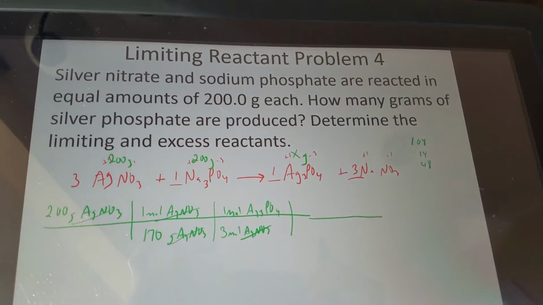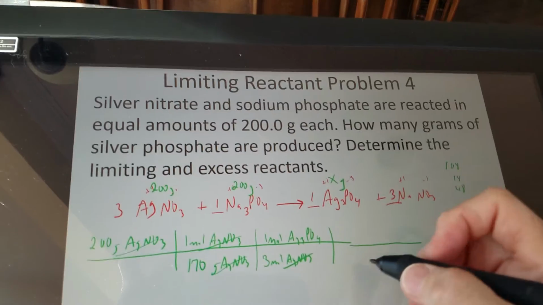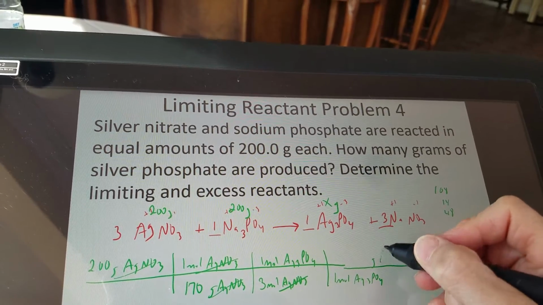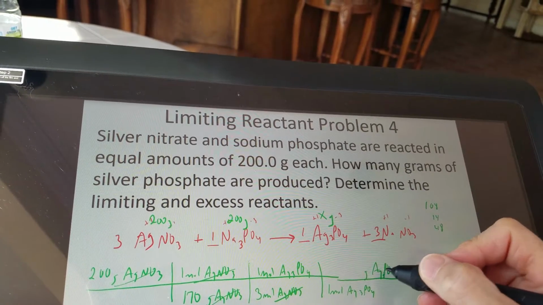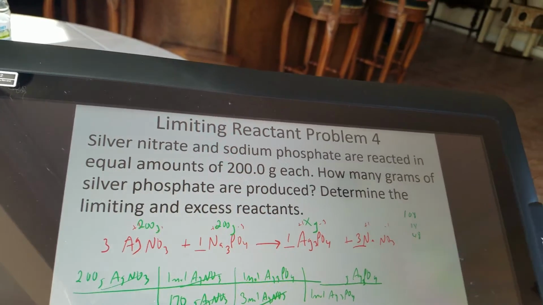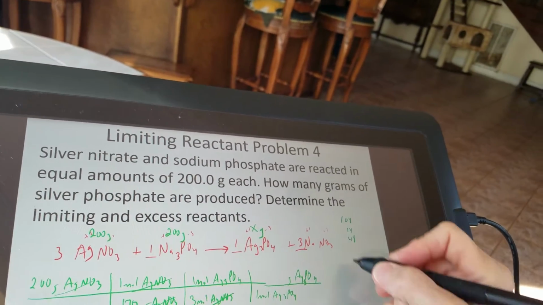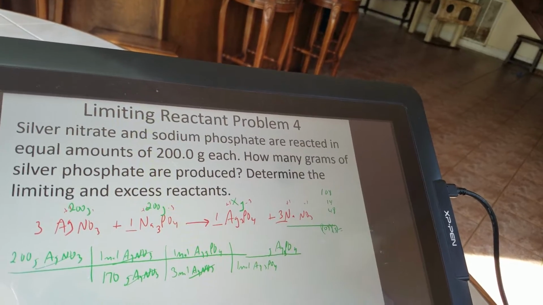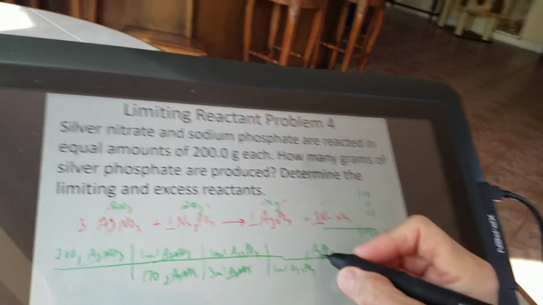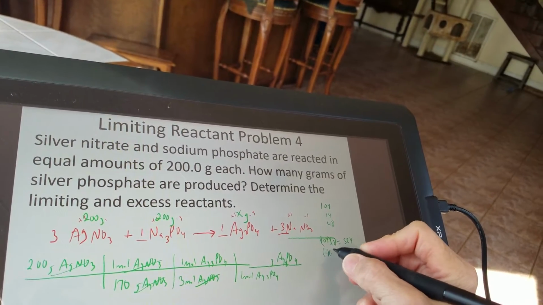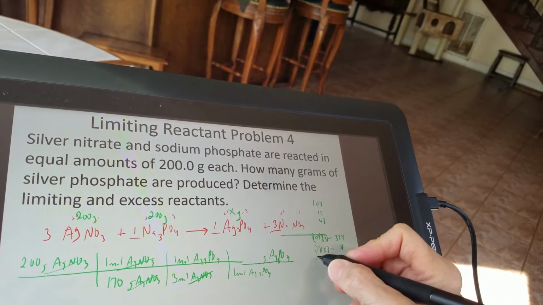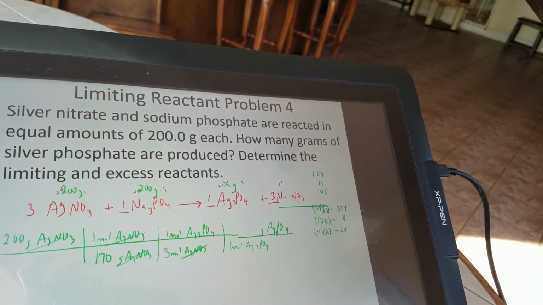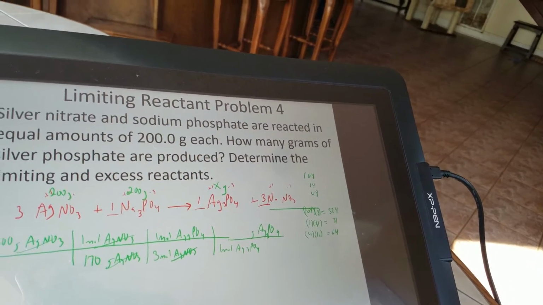And now finally we need to go from moles of silver phosphate to grams of silver phosphate. So I know 1 mole of silver phosphate is equal to its gram formula mass. There should be a 3 here, if you can see it. So I have 108 times 3, which is 324. I have 1 phosphate, which is 31. And I have 4 oxygens, that's 16, which is 64. So if I add all that together, I get 419.